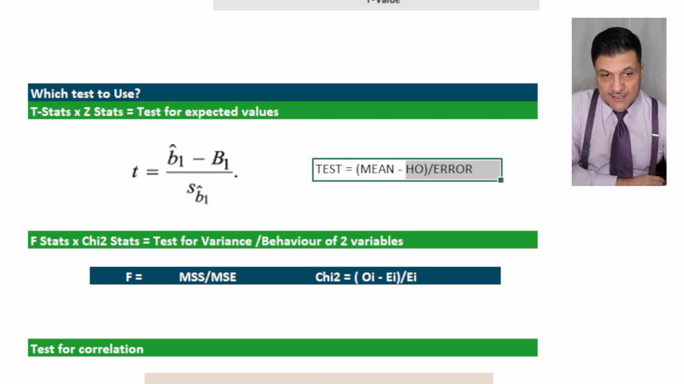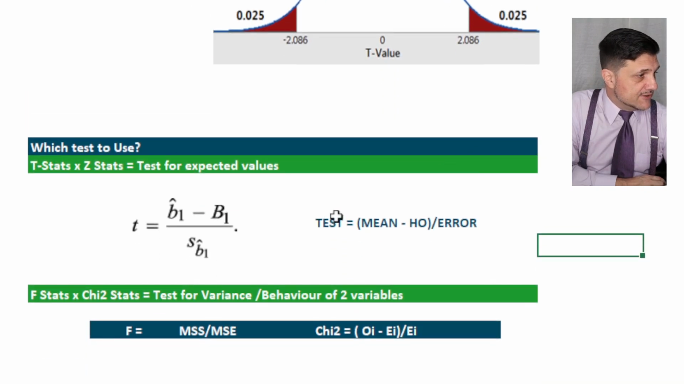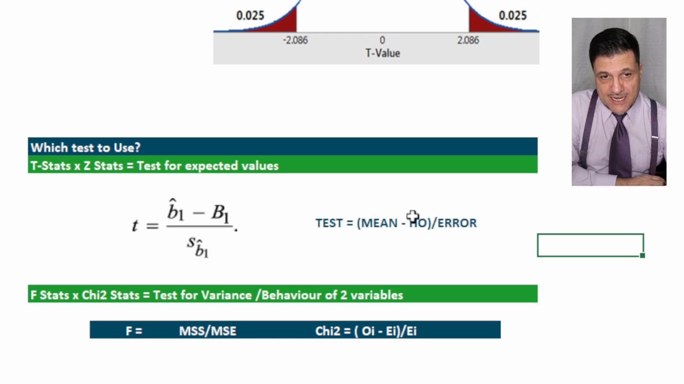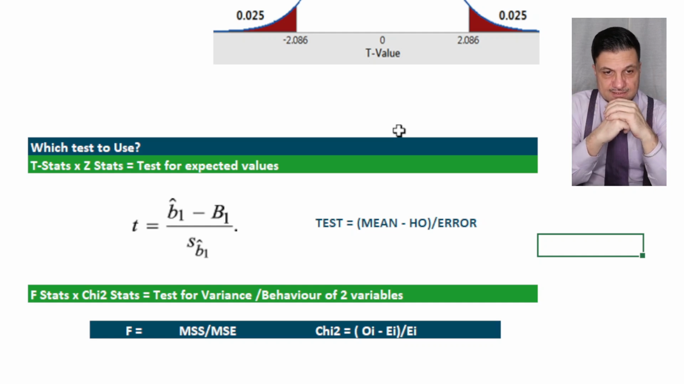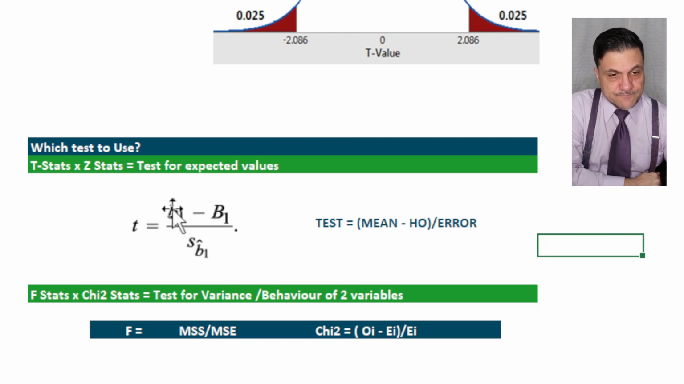By the way, this is the test for expected value. The test for correlation is different. I'm going to show the test for correlation next. So this formula that you see here, mean minus H0 divided by the standard error: whatever number you get here is the one you're going to compare with the critical value, pre-assigned. That's it. That's the t-test.